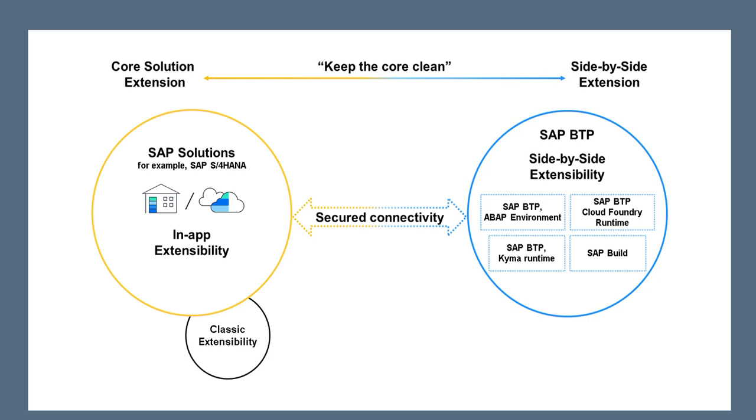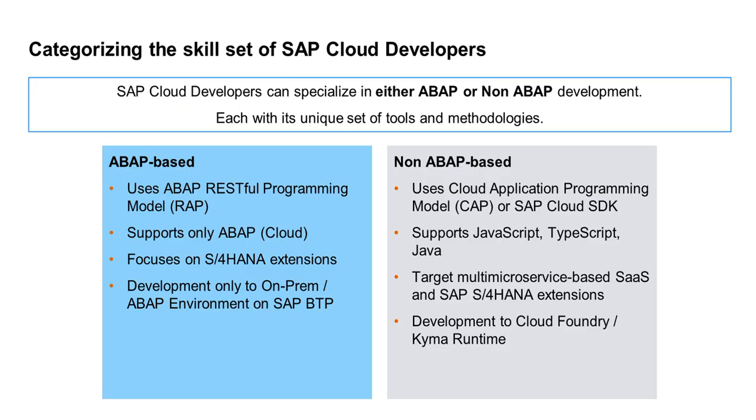So we can develop our SAP cloud developments either ABAP based or non-ABAP based. If you are good at ABAP, we are going to use RAP. RAP supports ABAP, and it only supports ABAP Cloud, and its main focus is S/4HANA extension.